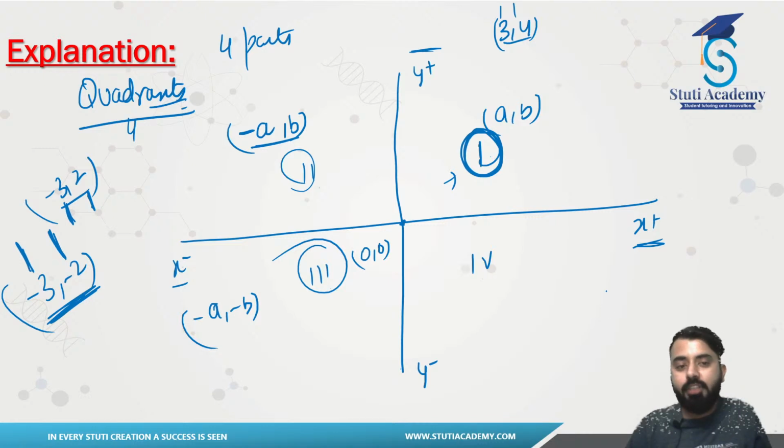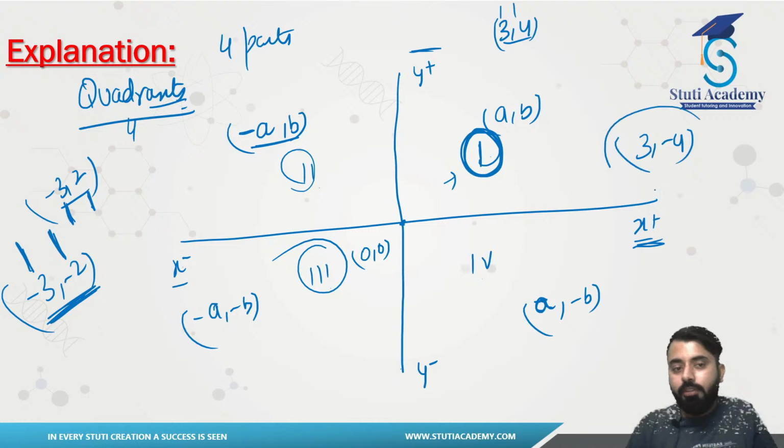And finally you see x is positive here, so you will be having a positive a, but you will be having a negative b. So if you have something like 3 comma minus 4, you see x is positive and y is negative, it has to lie in what? It has to lie in your fourth quadrant.